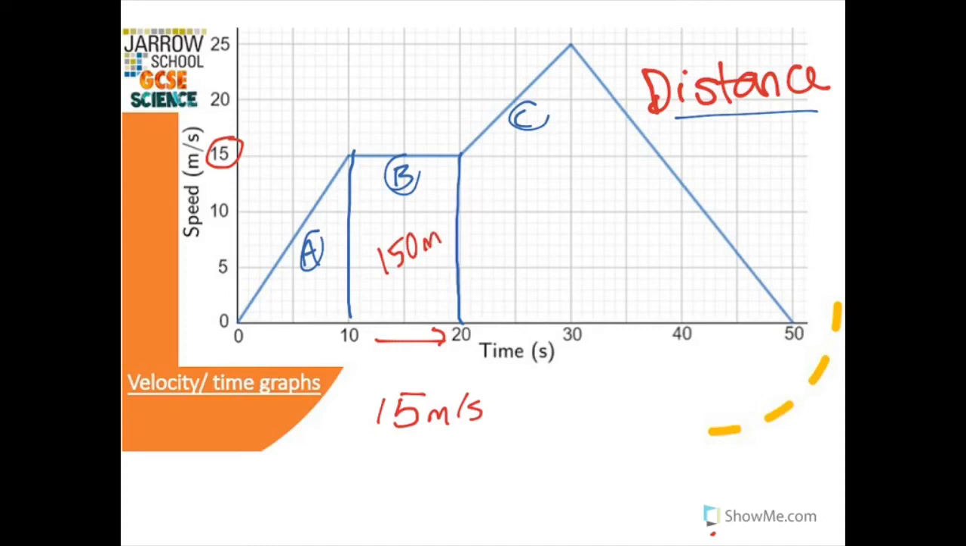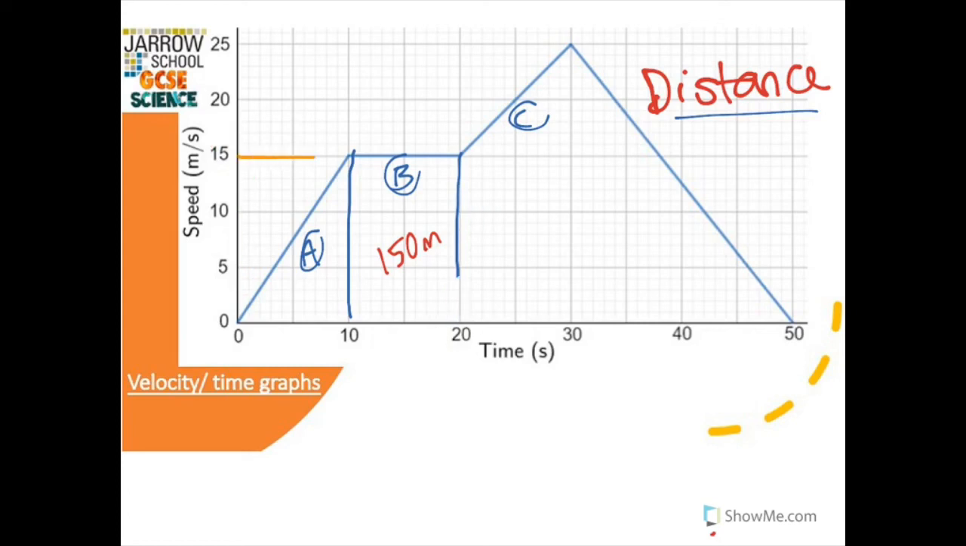A simpler way to work this out is by using the area of shapes. And all we've got here are rectangles and triangles. So if a rectangle has a height of 15 meters per second and a base of 10 seconds, we can just simply times them together to give us that. If you would like to pause the video and work out the distance that it's travelled at A, C and D, you can do that now.